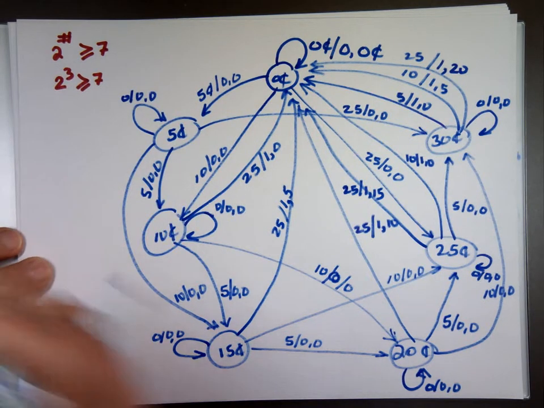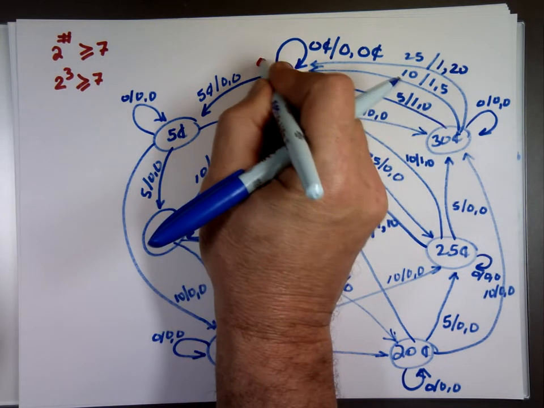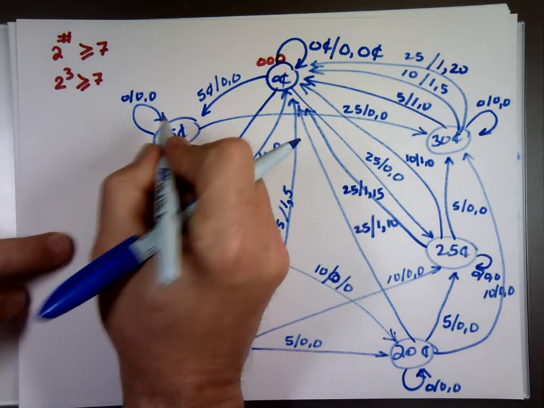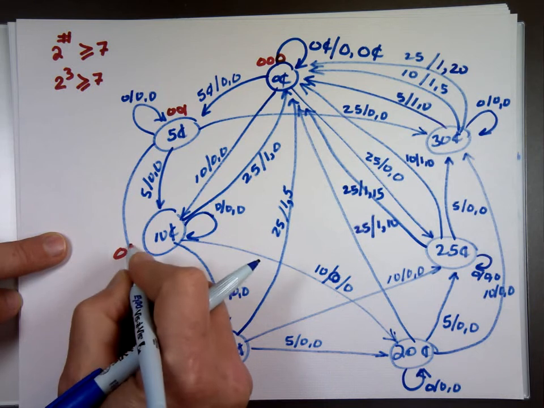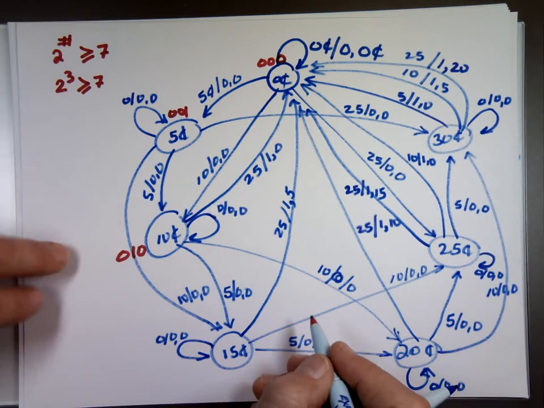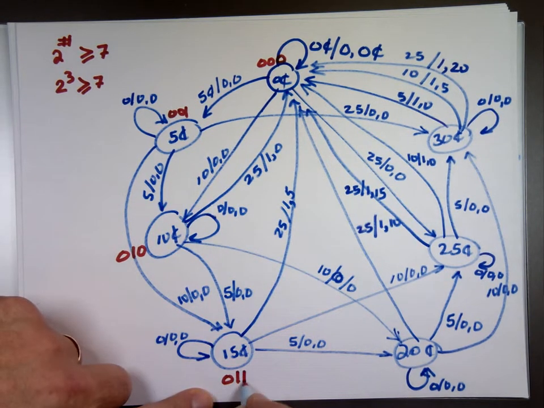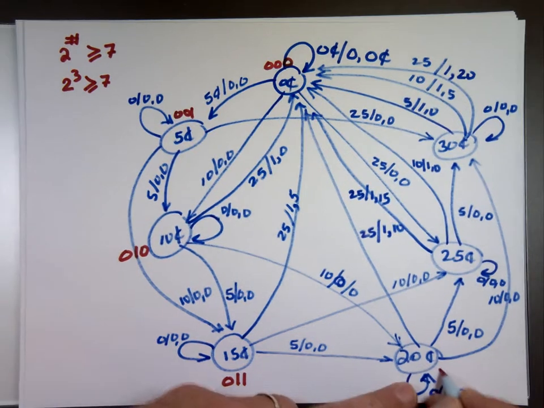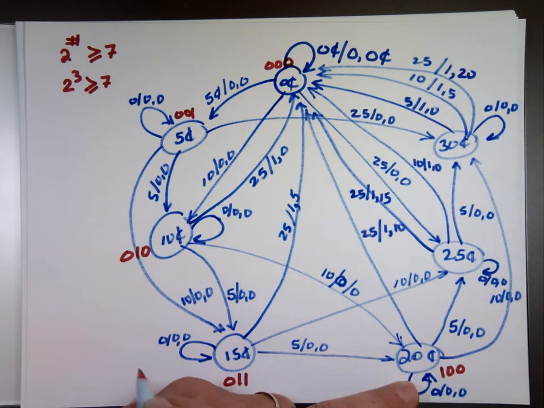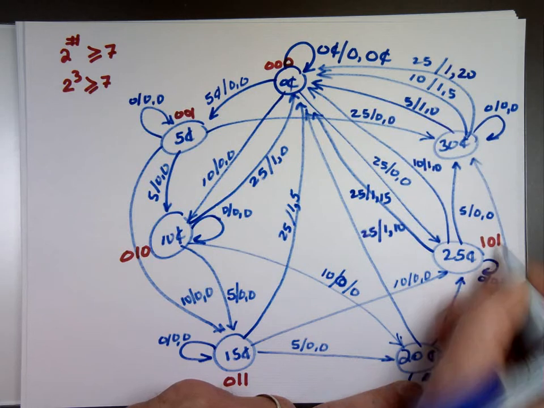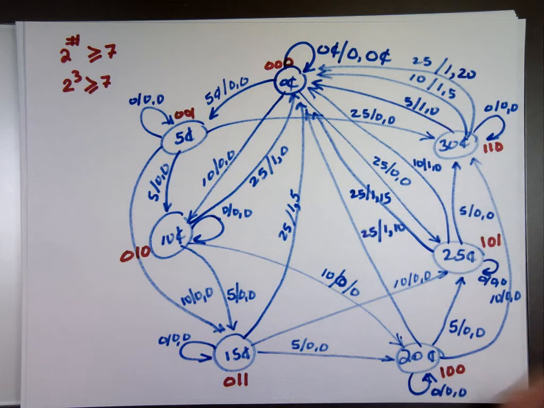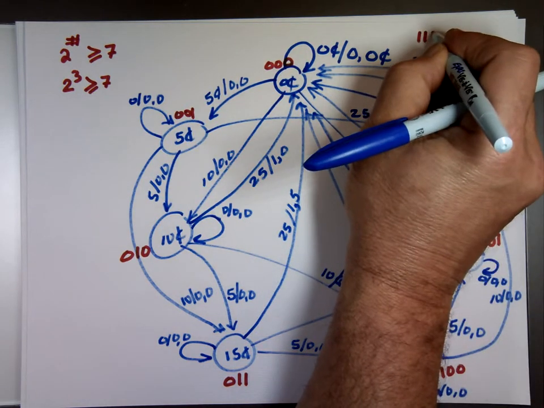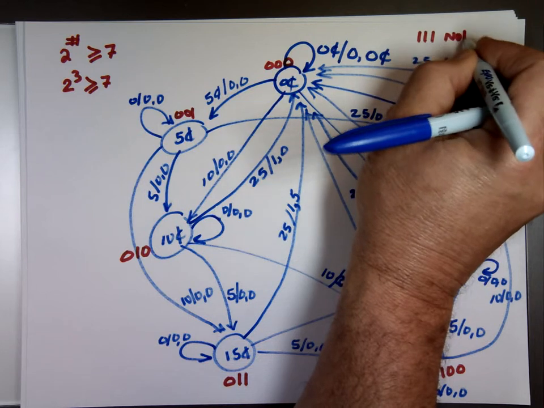So for the coding, maybe I'll use 0, 0, 0 to indicate the 0 cents. 0, 0, 1, that's the 5 cent state. 0, 1, 0, that's the 10 cent state. 0, 1, 1, that's the 15. 1, 0, 0, the 20. 1, 0, 1, 25. 1, 1, 0, 30. And what do you know? We have one state not being used. 1, 1, 1, not used.